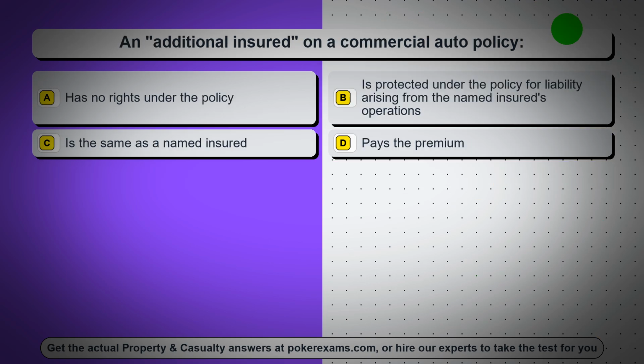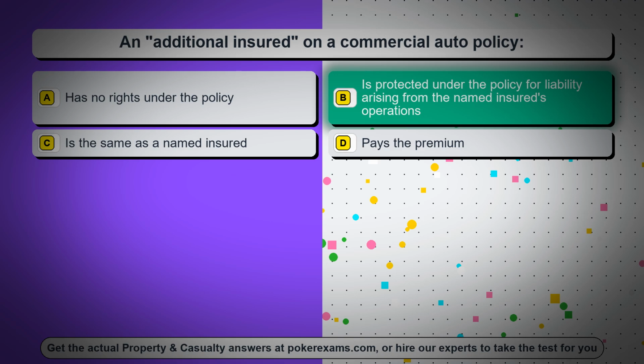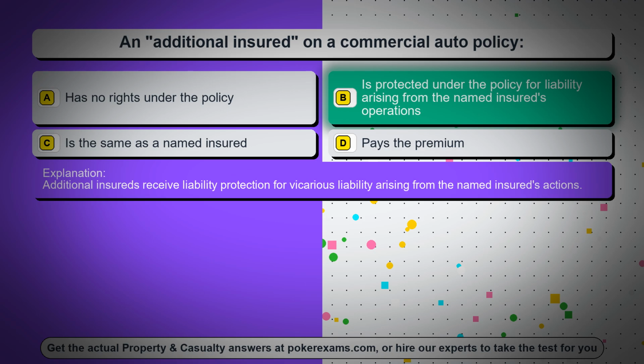Question 86. An additional insured on a commercial auto policy: Option A, has no rights under the policy. Option B, is protected under the policy for liability arising from the named insured's operations. Option C, is the same as a named insured. Option D, pays the premium. The correct answer is option B, is protected under the policy for liability arising from the named insured's operations. Additional insureds receive liability protection for vicarious liability arising from the named insured's actions.